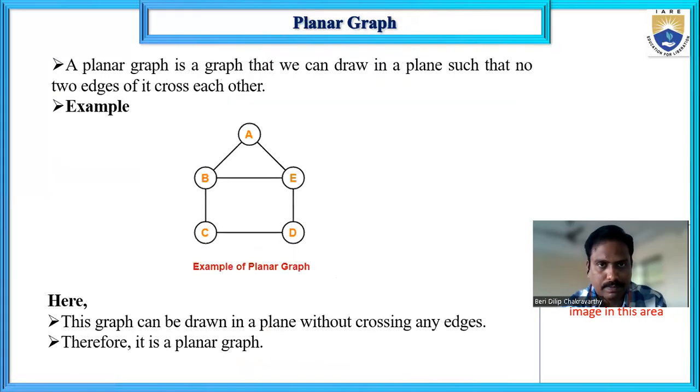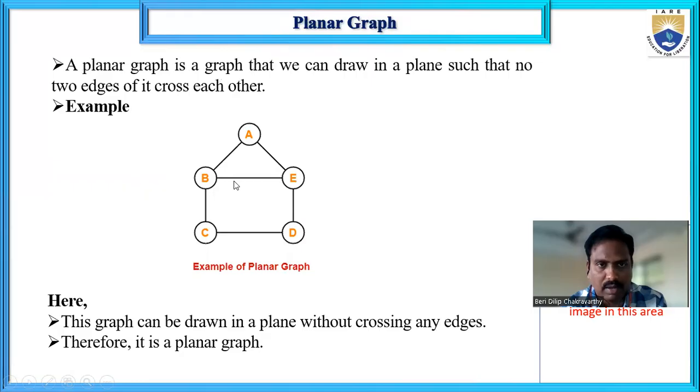Then planar graph. A planar graph is a graph that we can draw in a plane such that no edges of it cross each other. So we don't have any two edges crossing each other. If you observe here, A, B, we have edges.